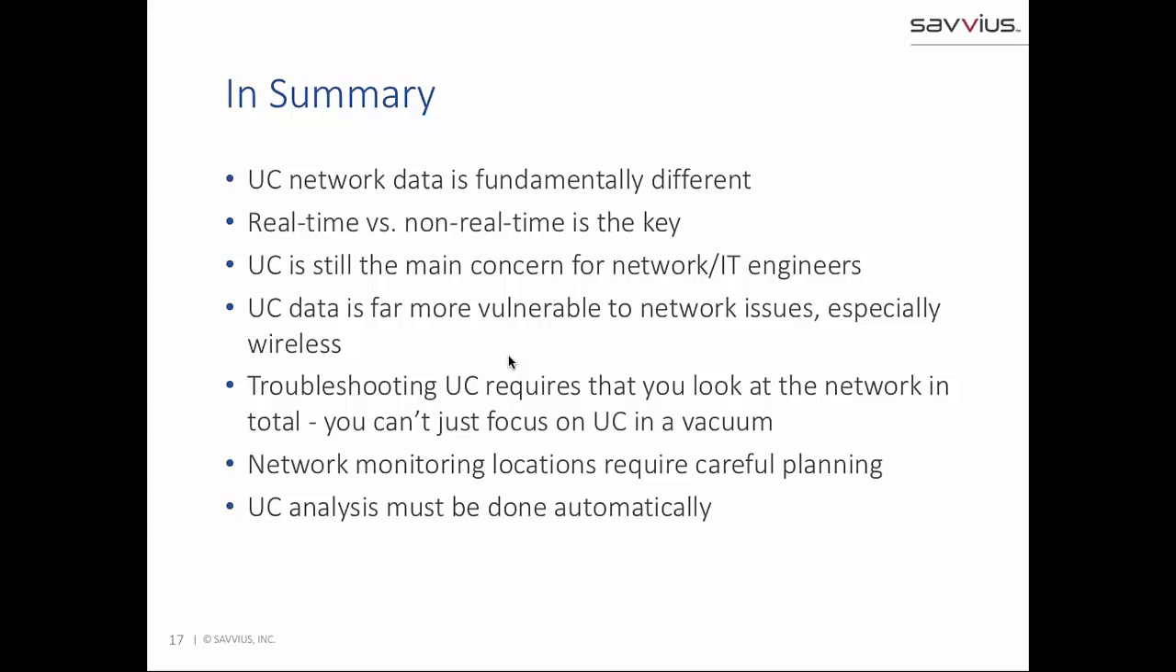Troubleshooting your unified communications really requires that you look at the network as a whole. You need to see your real-time traffic and your other traffic all in one view on the network so that you can see when one is influencing the other. It does require careful planning, and of course you want to put solutions in place that are able to do this UC analysis for you automatically, to be able to find the jitter problems and the quality of service problems for you automatically on the network.